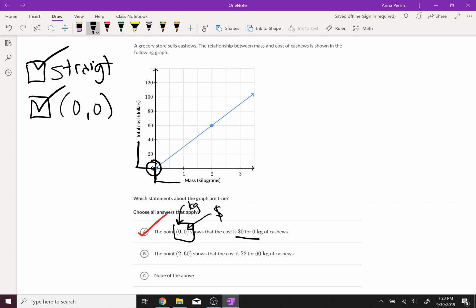The second one, the point (2, 60), that's this point up here that I just marked, shows that the cost is $2 for 60 kilograms of cashews. Well, I'm just going to do the same strategy and match it up. Here, it's telling me that 2 is the mass and 60 is the dollars. Is that what this statement says? No, it's not. This one says $2, not 2 kilograms. So that tells me that this statement is not true.